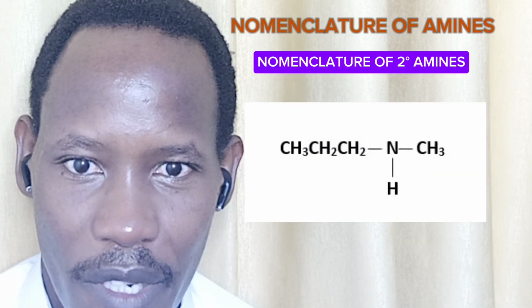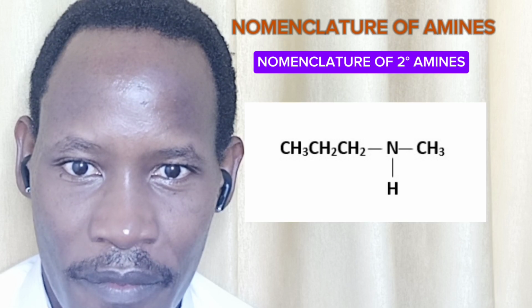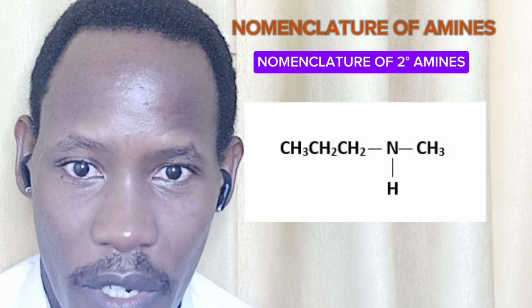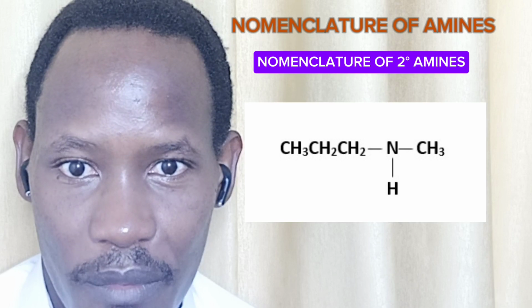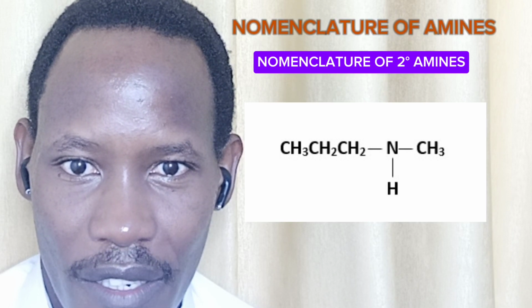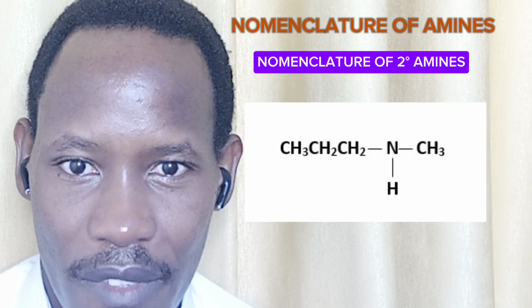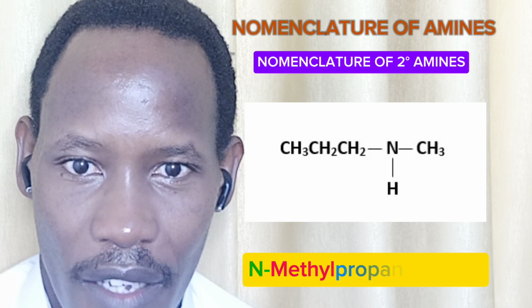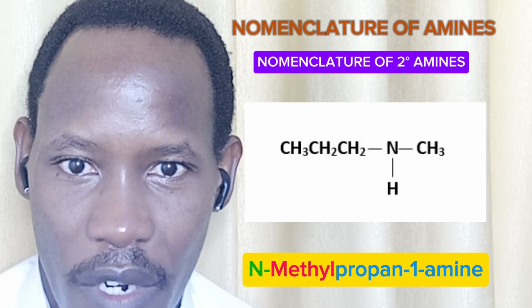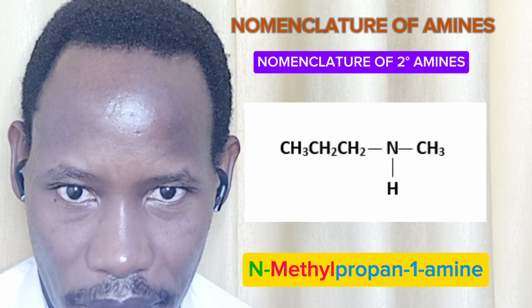Notice that the propyl group is the longest and therefore becomes the parent chain, while the methyl group is very short, and therefore we can now conclude that the name is N-methyl propan-1-amine.